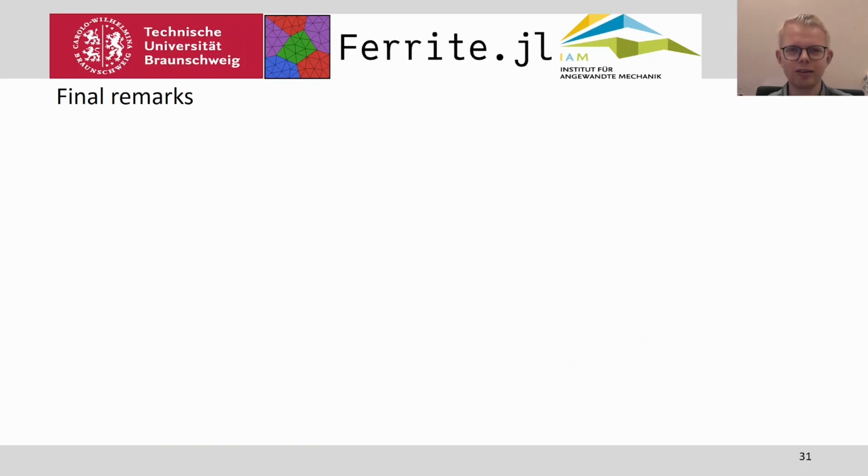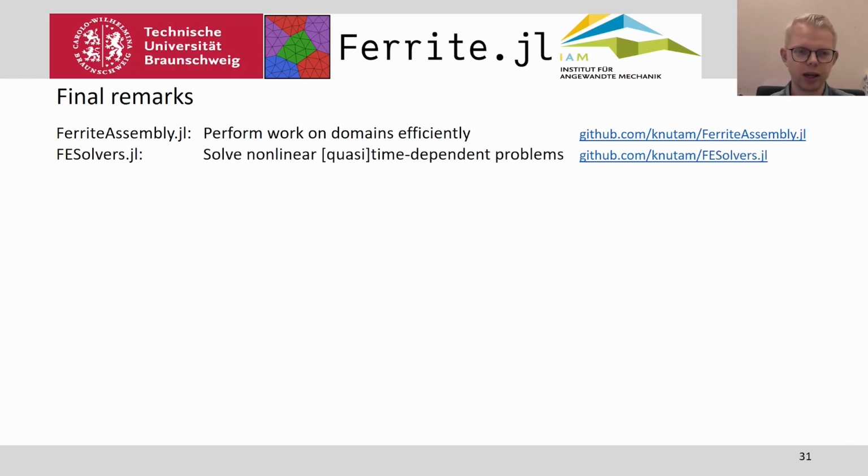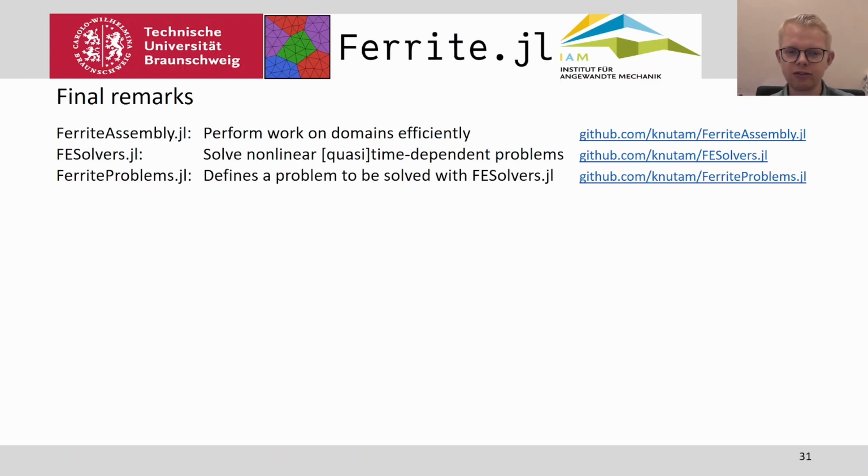So getting to the final remarks. FerriteAssembly performs work on domains efficiently. That's the main purpose: reduce the boilerplate code for looping over your domain in different ways. FESolvers is for solving the nonlinear, say, quasi-time-dependent problems. FerriteProblems define that problem specifically for Ferrite and FerriteAssembly.